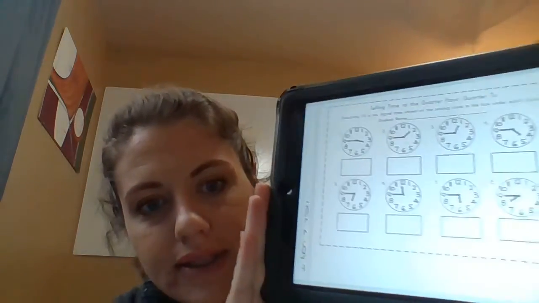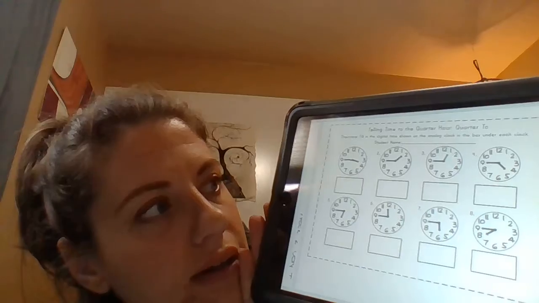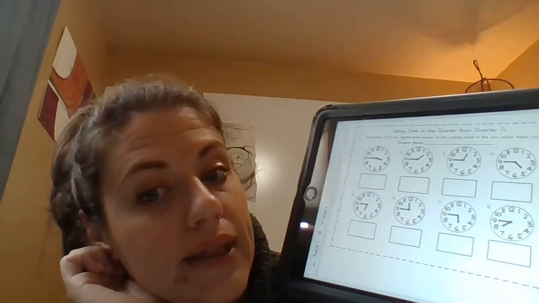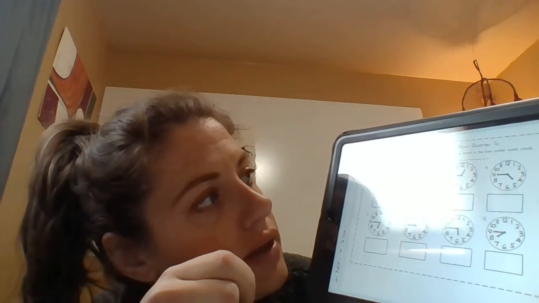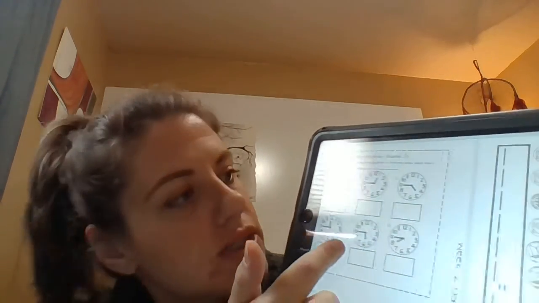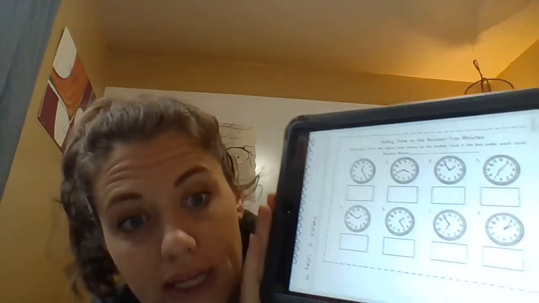Okay. For your math pages, here's your first telling time math page. So you just need to look at the analog clock. Analog, of course, is the circle clock. And then write the digital time in the box below the clock where it goes. So let's just quickly go to the next page. Same stuff. This one's to the 5-minute.